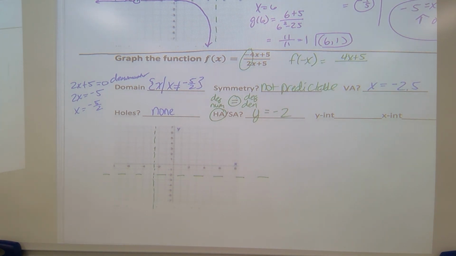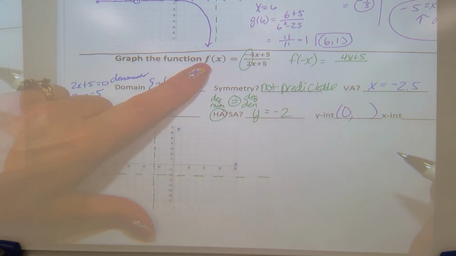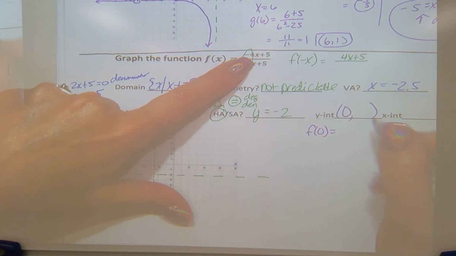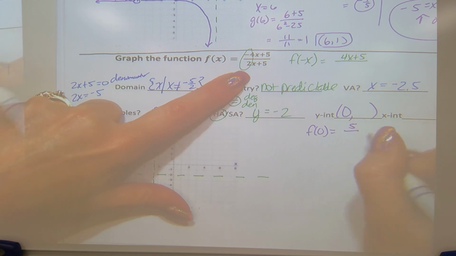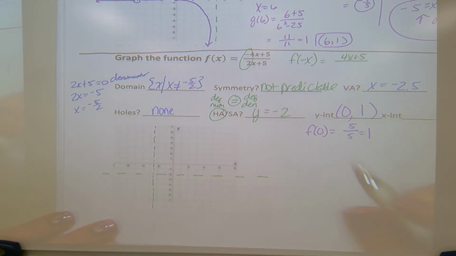All right, y-intercept and x-intercept. Y-intercept happens where x is 0. If I take x is 0, f of 0 equals, well, that's 0, so that would be 5 over 5, which is 1. So I have a y-intercept at (0, 1).